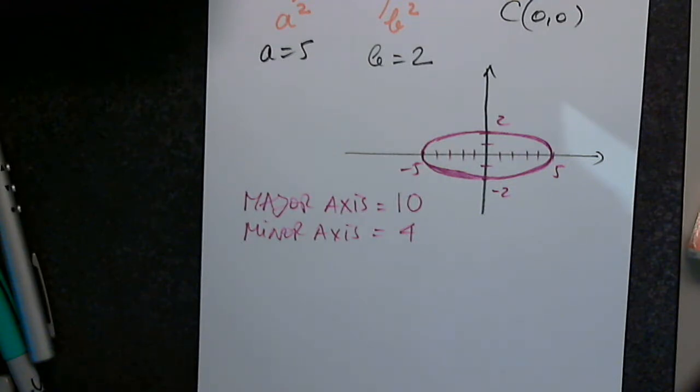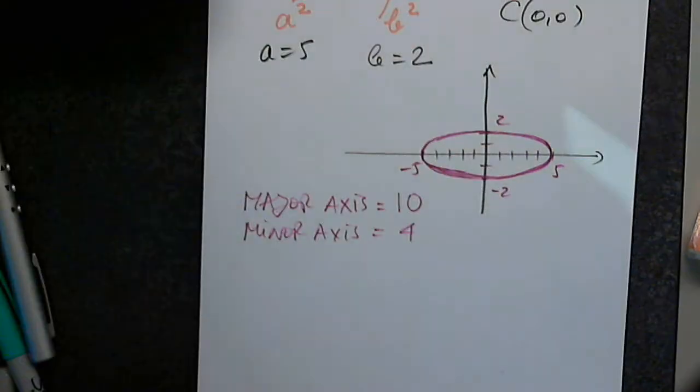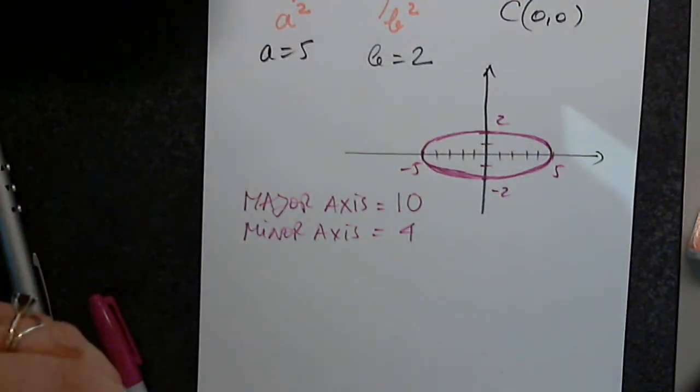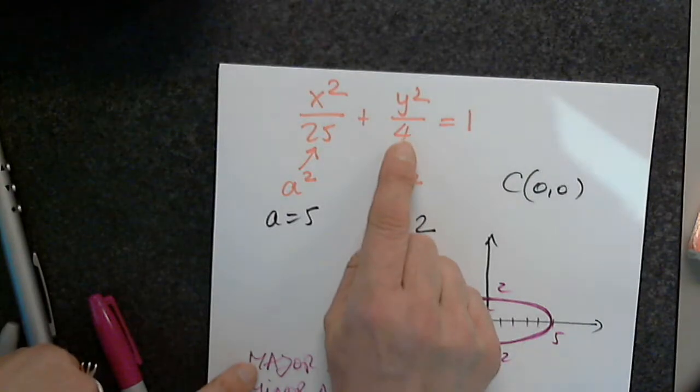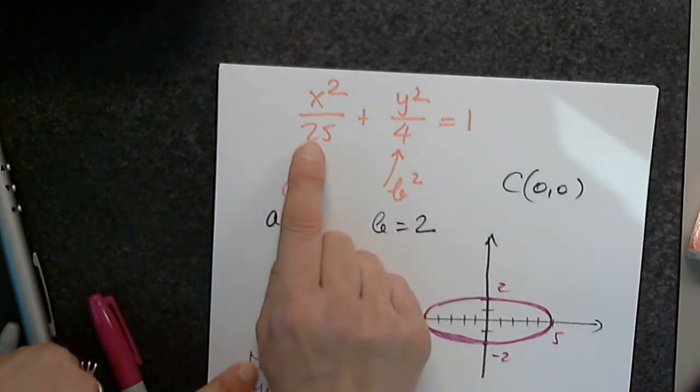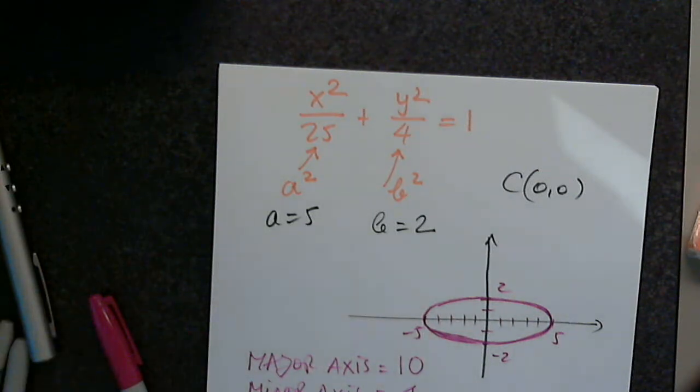The length here is 10 and the length here is 4. Yes, but when you were saying that the major axis was on the y-axis, that was for the other example. Yes, because this number was bigger than this number. Okay, so the larger number decides what the major axis is going to be. Sure, because you have more stretch in that direction.